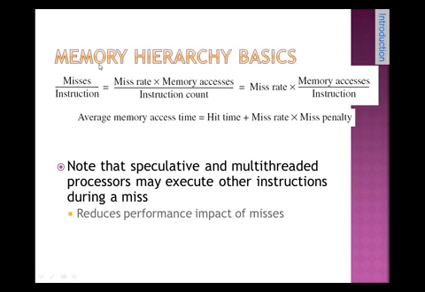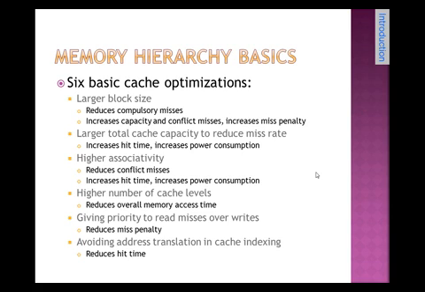This is your formula for the misses: misses per instruction equals miss rate times memory accesses divided by instruction count. This is the misses per instruction. Then average memory access time equals hit time plus miss rate times miss penalty. This is the formula that is used. Note that speculative and multi-threaded processors may execute other instructions during a miss.